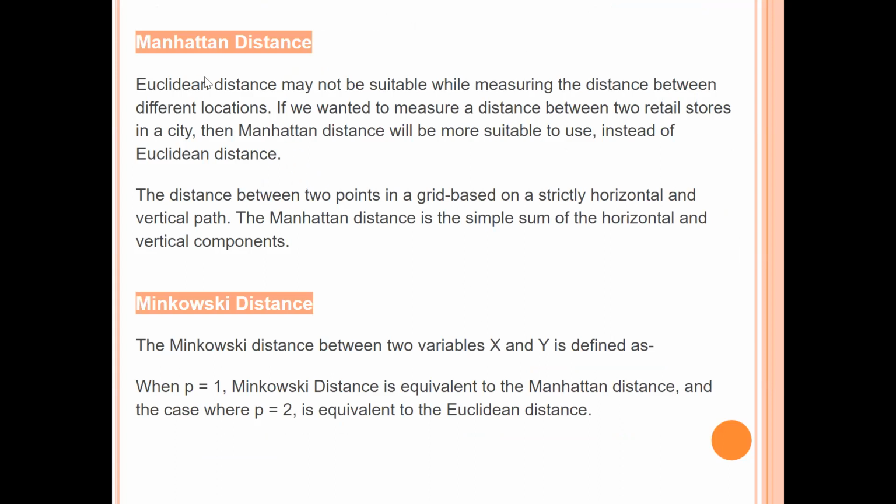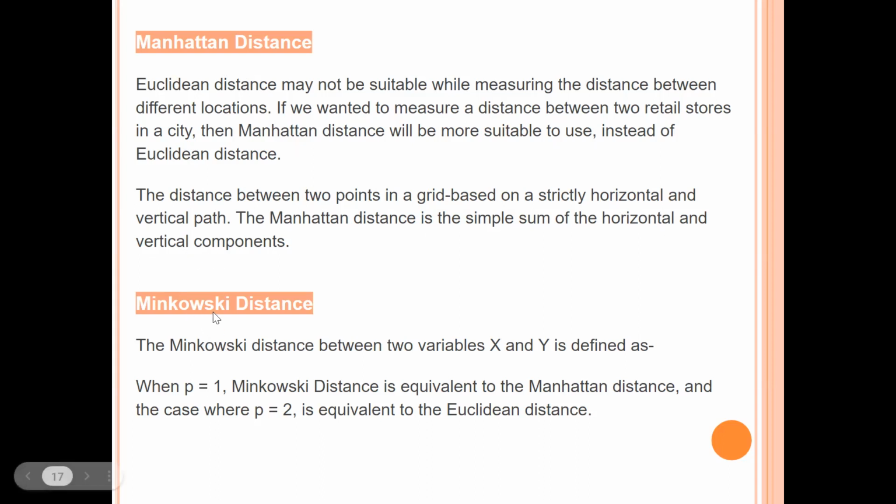Okay, now Manhattan distance, let's read something more about these distance metrics. Euclidean distance may not be suitable while measuring the distance between different locations. But if we wanted to measure a distance between two retail stores in a city, then Manhattan distance will be more suitable to use instead of Euclidean distance. It is the distance between 2 points in a grid based on a strictly horizontal and vertical path. So the Manhattan distance is the simple sum of the horizontal and the vertical components.